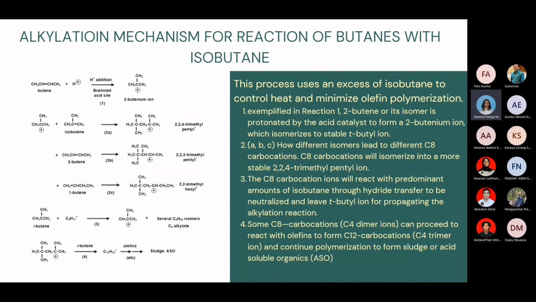And then for the last reaction, some of the C8 carbocations or C4 dimer ions can proceed to react with the olefins to form C12 carbocations or a C4 trimer ion, and continue to polymerize to form sludge or acid soluble organics, or ASO.